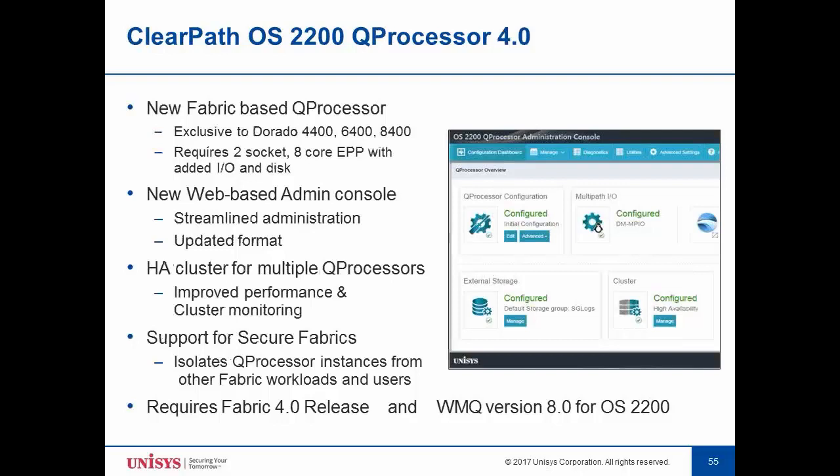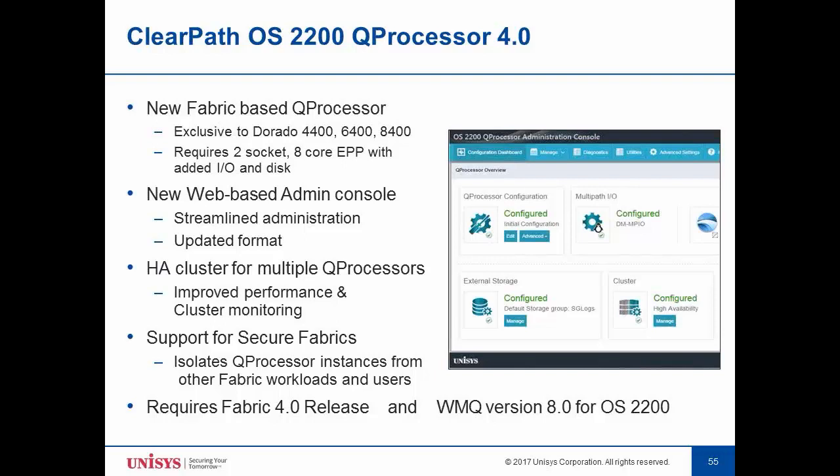As part of the new QProcessor design, what we call QProcessor 4.0, it is a fabric-based implementation in that it does run within those fabric resources we were just talking about. It has specific requirements for type of EPP with its own disk and I/O card added to that EPP configuration. This QProcessor 4.0 is exclusive to these new platforms. So even though we've had QProcessor implementations on prior ClearPath Forward designs, this is new for these latest platforms.